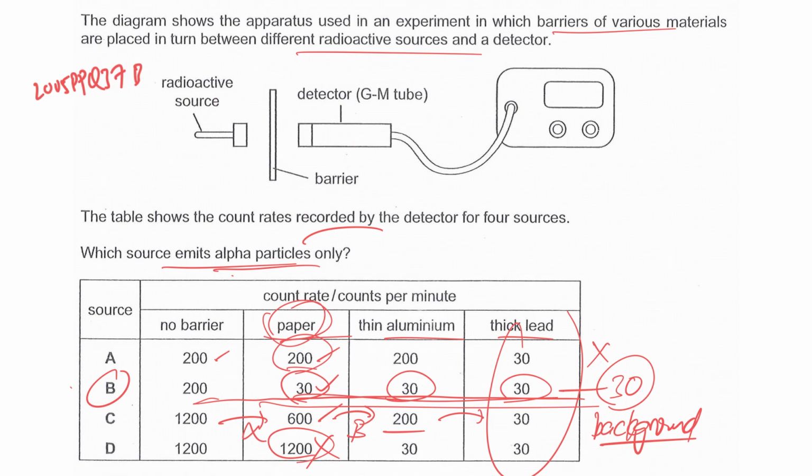And finally, if you put a thick lead, there's a blockage of the gamma rays, then it's only the background radiation. So C, the source will have all three types of emission. So that will not be the answer.